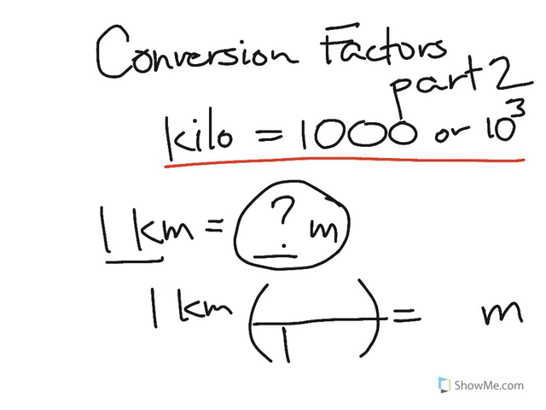So if I have 1 kilometer, and I know that kilo means 1,000, that means it's 1,000 meters. And really all I'm doing is using the definition of kilo. And really, that's just 1 times 1,000, so that makes it 1,000. Or you can just say 10 to the third.